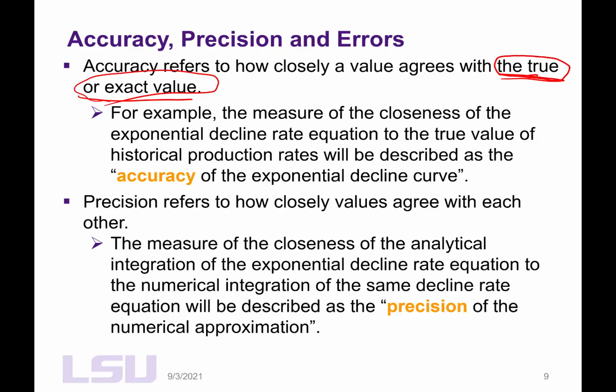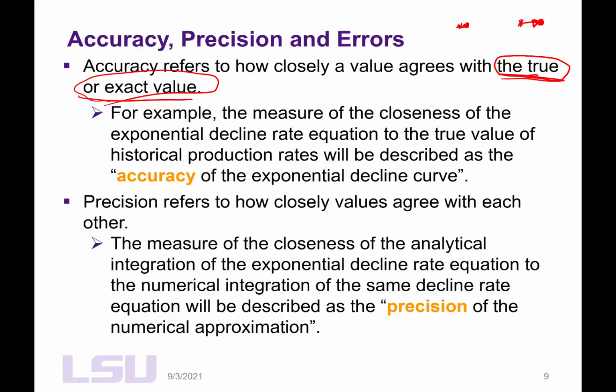So if this is the true value and your estimate is here, very close to it, then the accuracy is high. So you have a numerical estimate, you have the true value. Accuracy is how closely your estimate agrees with the true value.